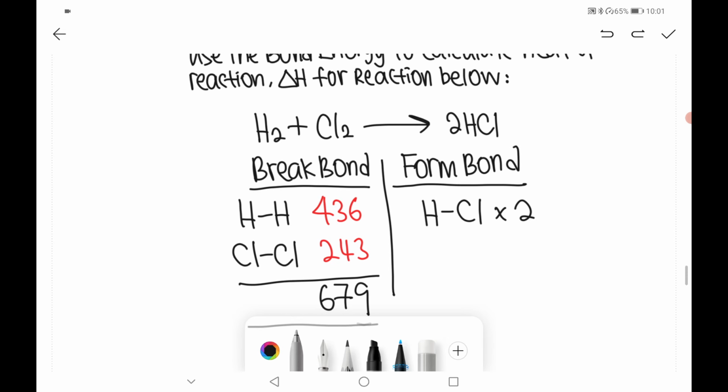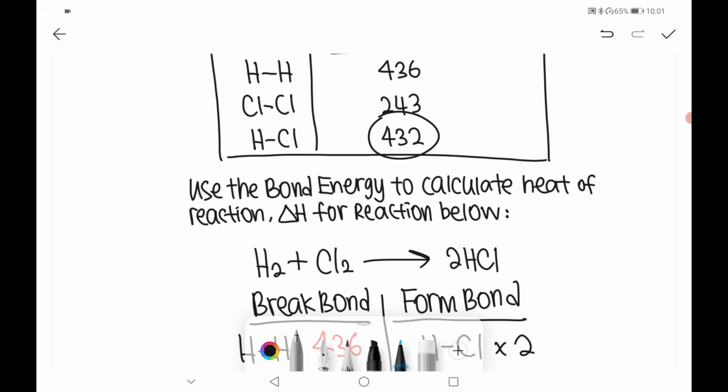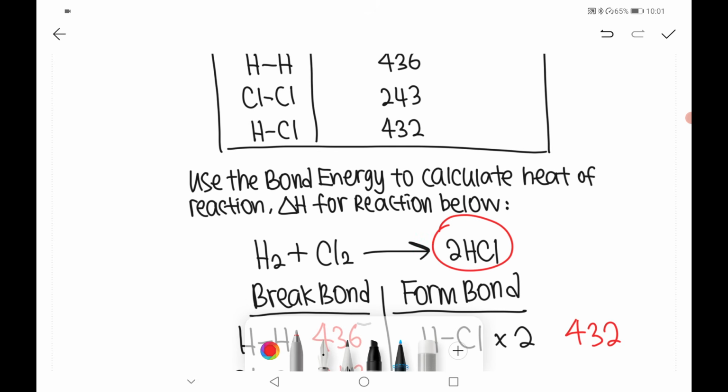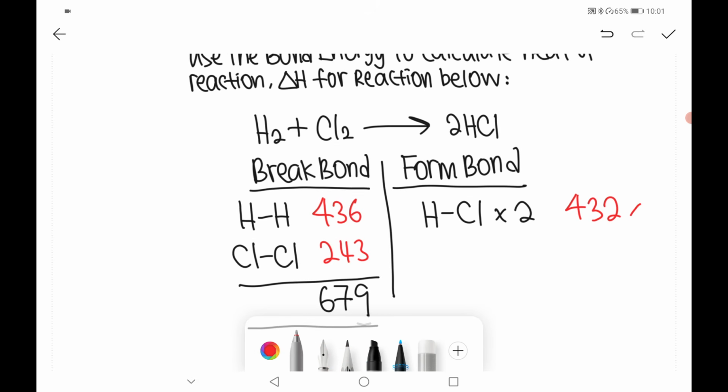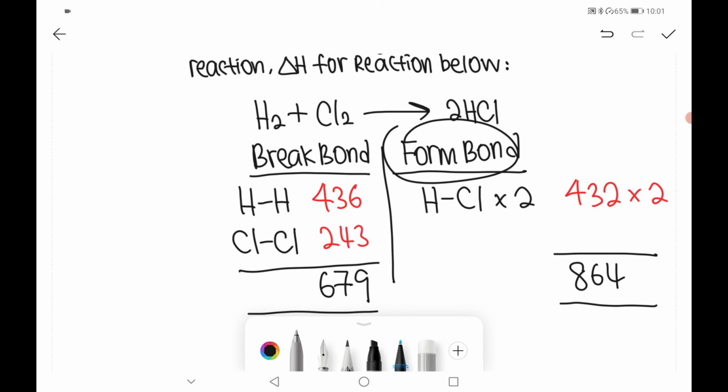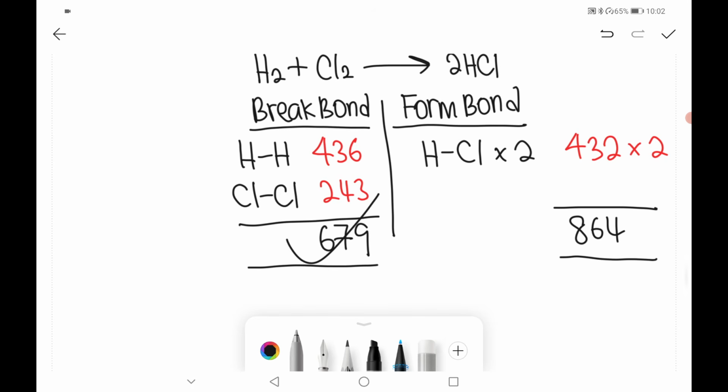How to do the calculation? HCl bond, what is the energy? It is 432. Then you must multiply by 2, because for one HCl the bond energy is 432, and we have 2 HCl here. When you multiply by 2, the value you get is 864. That is the energy for forming bond. So now you already have breaking bond and forming bond.